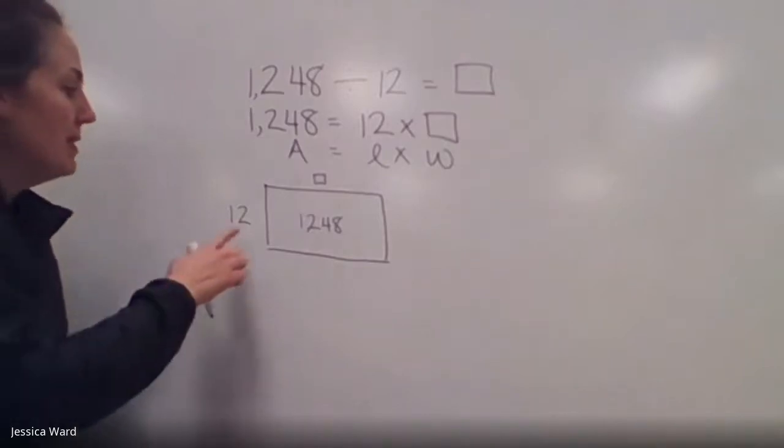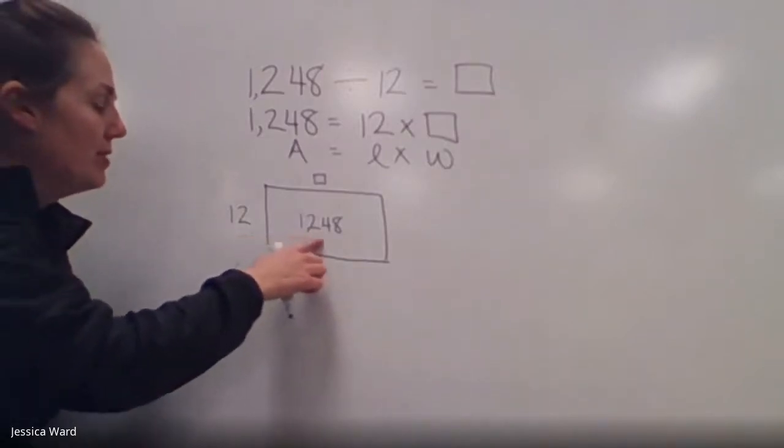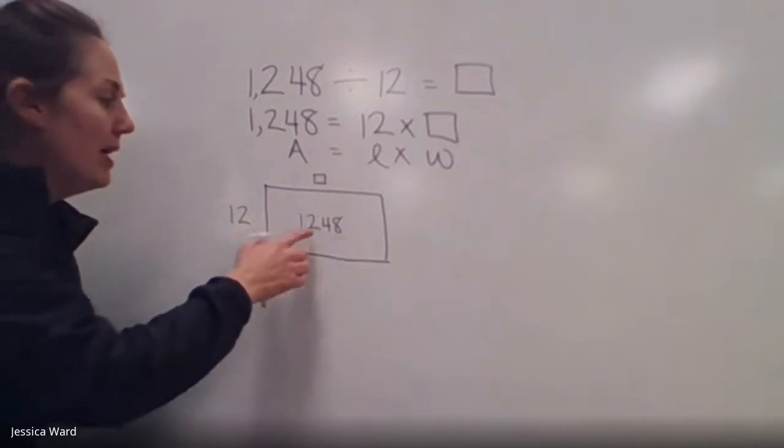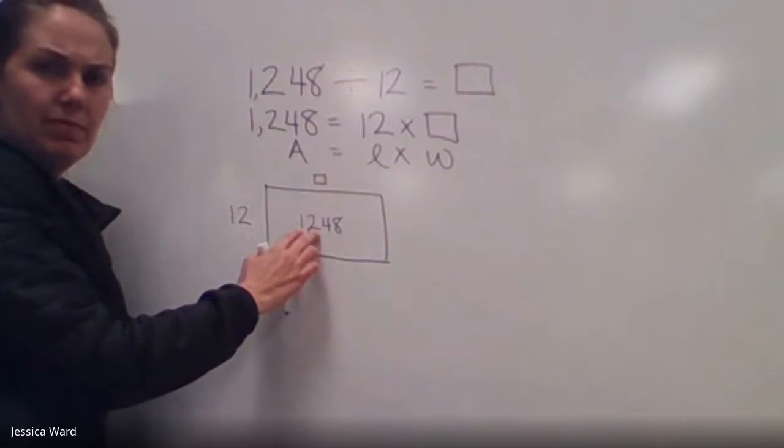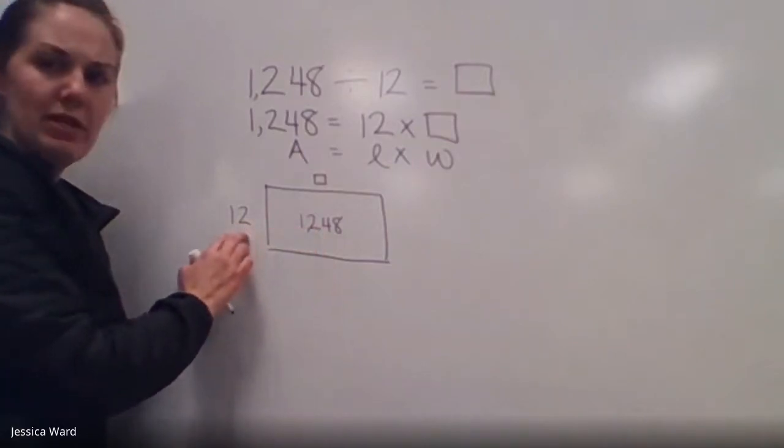So I happen to know, I'm looking at 1,248 and 12, and I'm thinking, wow, 1, 2 in the first part of my number here, and 1, 2 here.